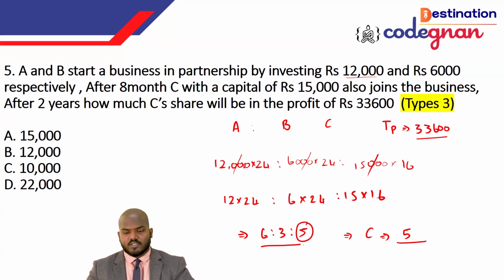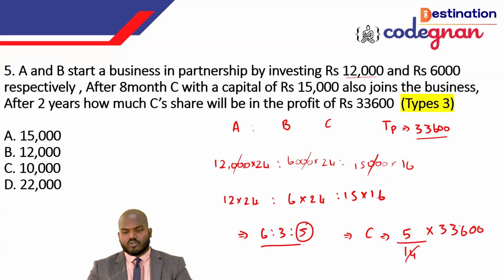Then C share is equal to 5 by, so 5 plus 3 is 8, 8 plus 6 is equal to 14 here. If you take the 14, the total money is 33,600 rupees. If we resolve this, guys, that is 14 times what? 14 times 2 is 28, because 14 times 3 would go to 42. So 14 times 2 is 28. Remaining we have 5, so for 56 it will come.